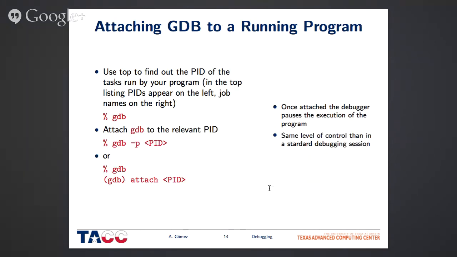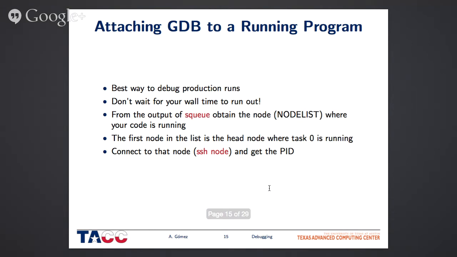You can attach GDB to a running program. This is very useful when you submit a job, and then you can connect to that node and attach GDB to that running process. To do that, all you have to do is gdb -p and pass the process ID. And you can also do attach. So this is the best thing for debugging production runs.